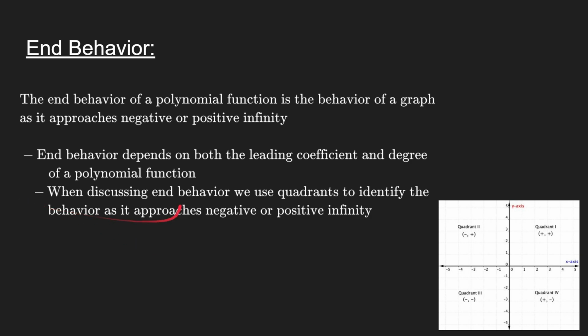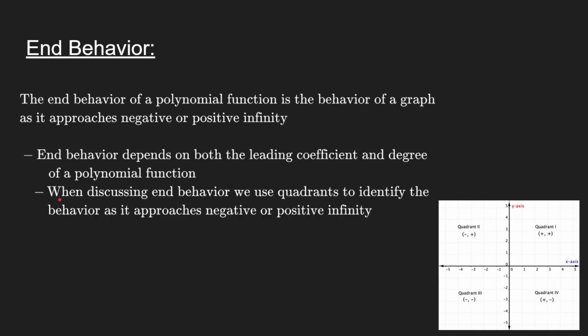Let's talk about this. So now that we know leading coefficients and degree, let's talk about end behavior. So the end behavior of a polynomial function is the behavior of a graph as it approaches negative or positive infinity. So it's basically the behavior of the graph as it stretches out from one end to the other. So this point says the end behavior depends on both the leading coefficient and degree of a polynomial function. So you'll be able to determine the end behavior of a polynomial function if you know the degree and the leading coefficient, which all affect the end behavior of a polynomial function.